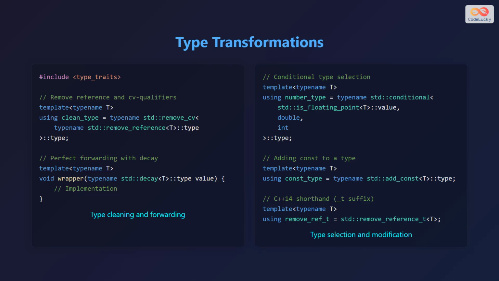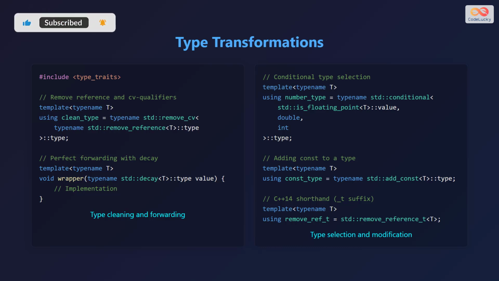Now let's explore type transformations in C++. To remove references and CV qualifiers such as const and volatile, you can define a type alias named CleanType. It uses std::remove_cv and std::remove_reference to create a clean type from T. For perfect forwarding with decay, you can use std::decay to handle type conversions. For conditional type selection, you can define a type alias called NumberType using std::conditional. This type will be double if T is a floating point type, and int otherwise. To add const to a type, you can create a type alias ConstType, which uses std::add_const.